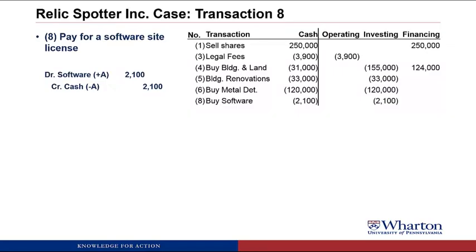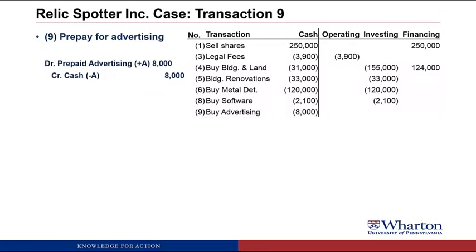And before the virtual students jump in, I'll just tell you, this is like the prior two, where we're investing in a long-term asset. So that's going to make it an investing activity because we're investing for more than a year. Transaction number 9. Relic Spotter paid $8,000 cash for advertising over the next year. Is that operating, investing, or financing?